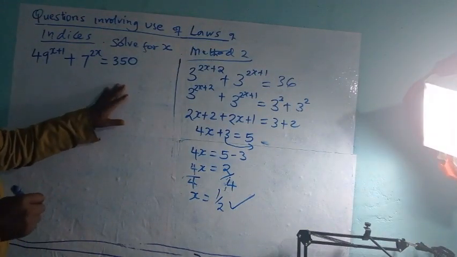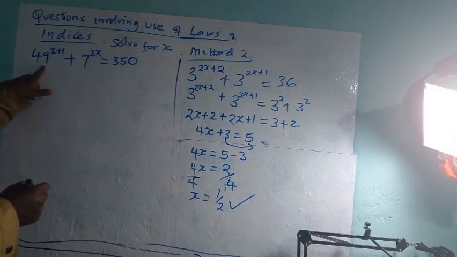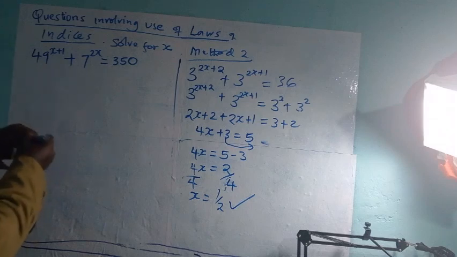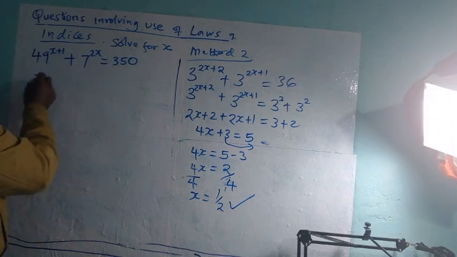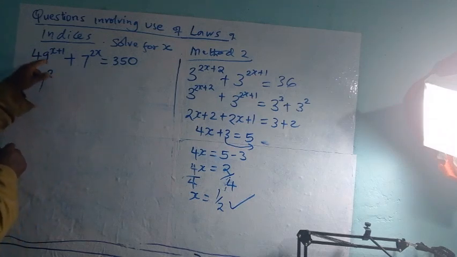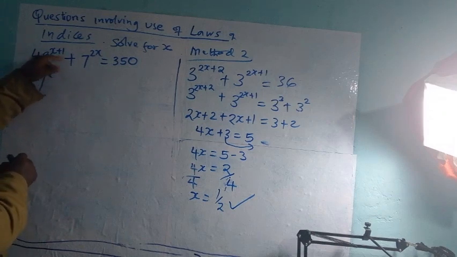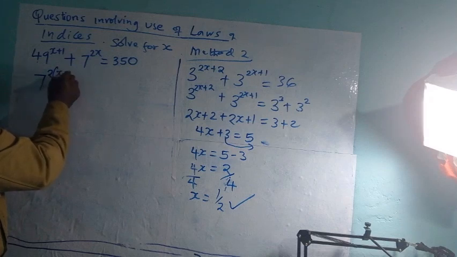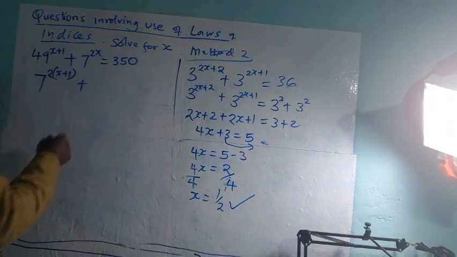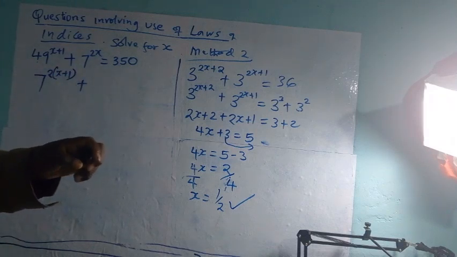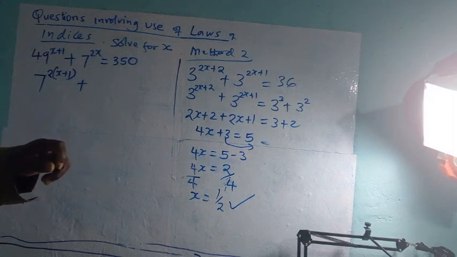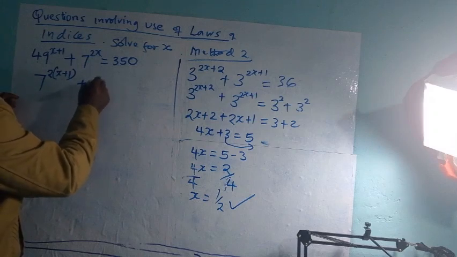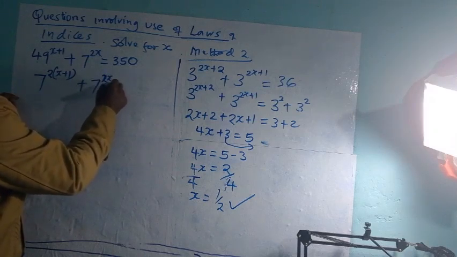Solve for x here. Rewrite this, the smallest base you can see is 7. So rewrite this to base 7. 49 is 7 raised to power 2. But 49 had a power x raised to power 1, x plus 1, so put that power here, x plus 1. 7 to the x is equal to 350.